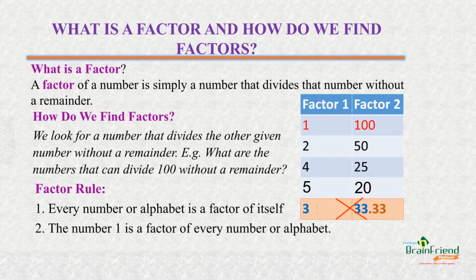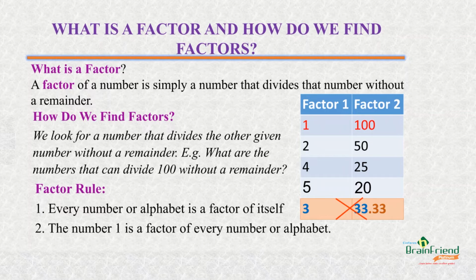So now, what is a factor and how do we find them? A factor of a number is simply a number that divides that number without a remainder. How do we find these factors? Well, let's take a simple example. What are the numbers that can divide 100 without a remainder? Let's start with 1. Can 1 divide 100 without a remainder? Yes. If you divide 100 by 1, you get 100, right? So we can say that 1 is a factor of 100.